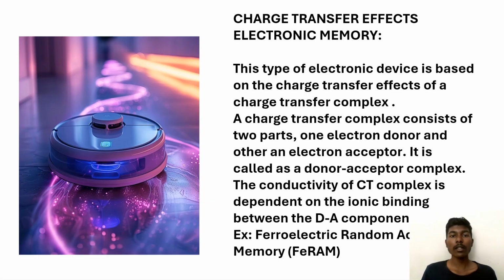Next, charge transfer effects electronic memory. This type of electronic device is based on the charge transfer effects of a charge transfer complex. A charge transfer complex consists of two parts: one, the electron donor, and the other, an electron acceptor. Therefore, it is called a donor-acceptor complex. The conductivity of the CT complex depends on the ionic binding between the D and A components. Example: ferroelectric random access memory, FeRAM.